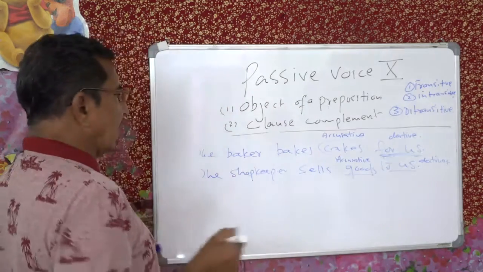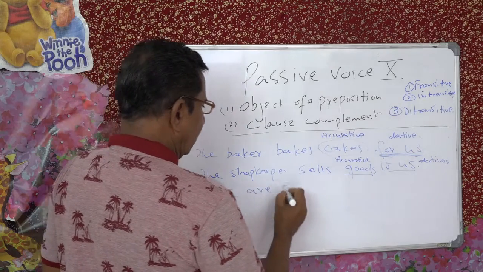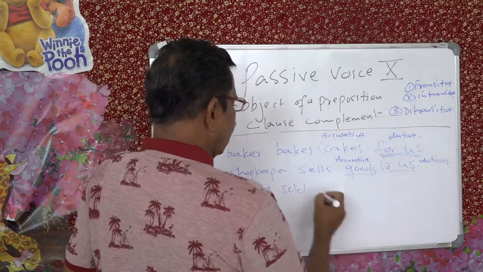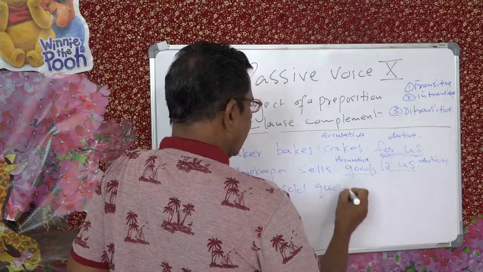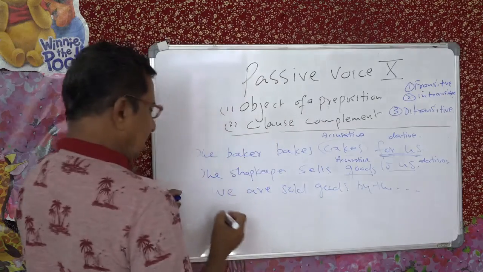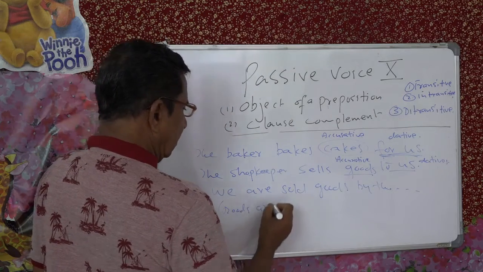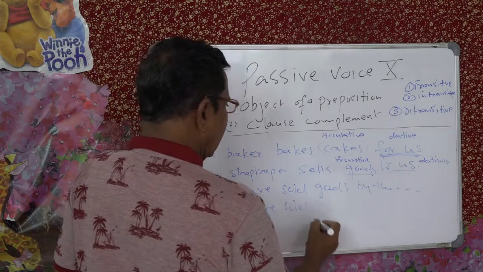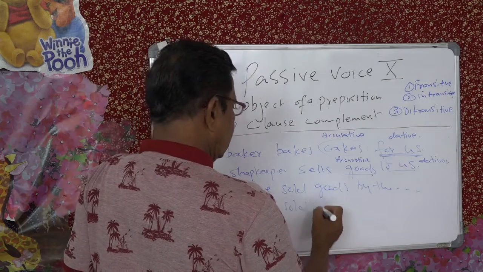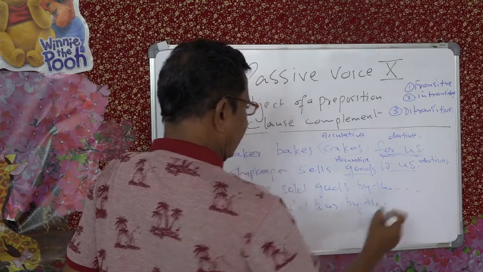So if you say like that, the passive will be, we are sold goods by the shopkeeper. Or you can also say goods are sold to us by the shopkeeper.